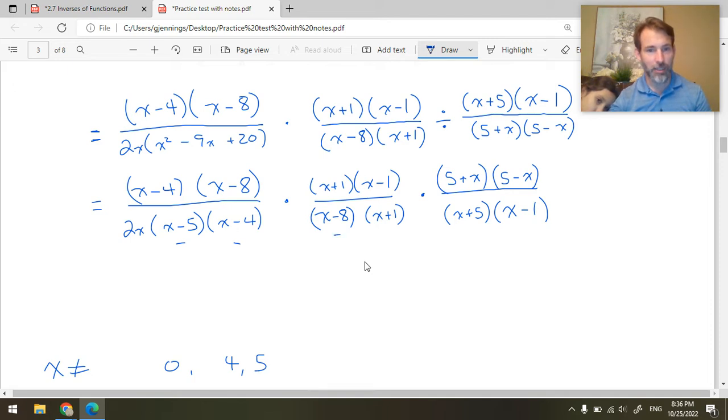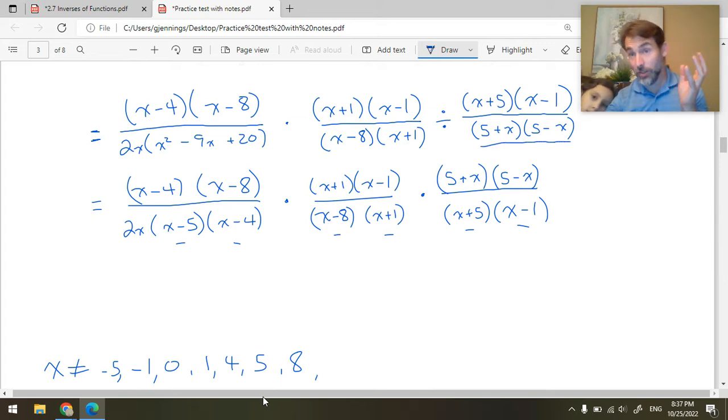It can't be 8. It can't be negative 1. Okay. It can't be negative 5. And it can't be positive 1. So there's a list of all of our restrictions. But we also had these two factors that were in the denominator before we flipped them and they came up there. But if you notice, we already have those restrictions taken care of. We already have 5 and minus 5, so we don't need to add any more restrictions for those. That's a complete list of our restrictions.